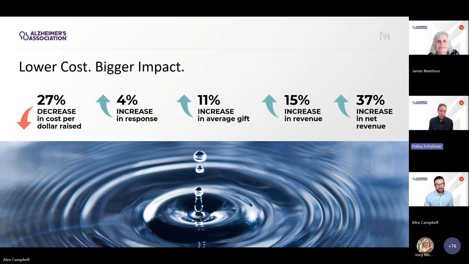Okay, so the results, they speak for themselves here. 11% increase in average gift, 4% increase in response, 15% increase in revenue, 27% reduction in cost per dollar raised, and 37% increase in net revenue. That last number is a real game changer because we generated significantly more net income with a more efficient strategy.